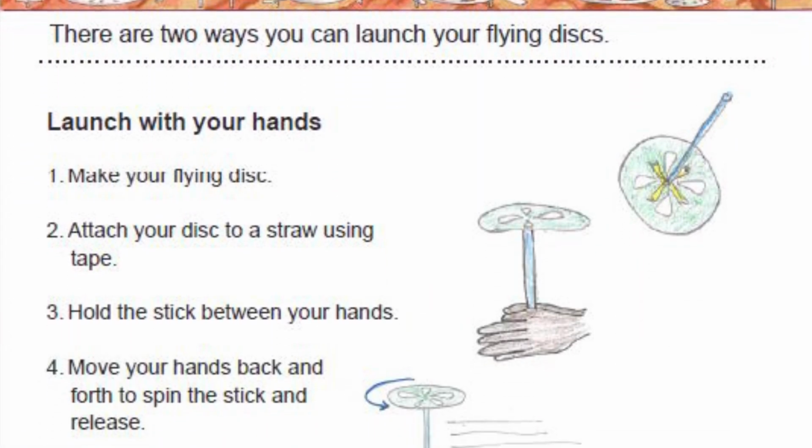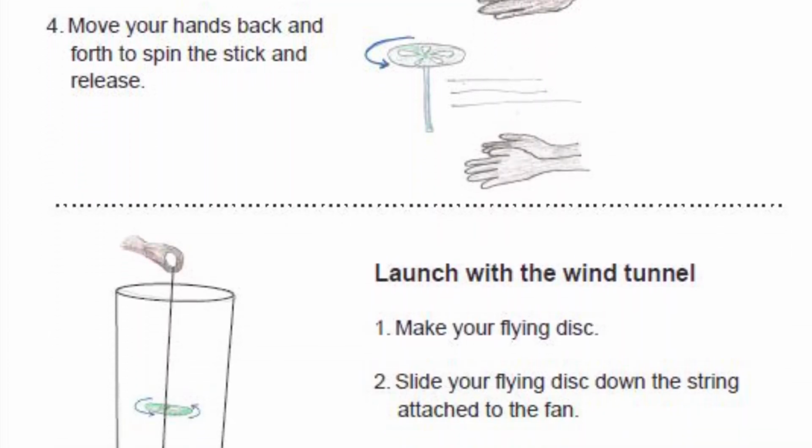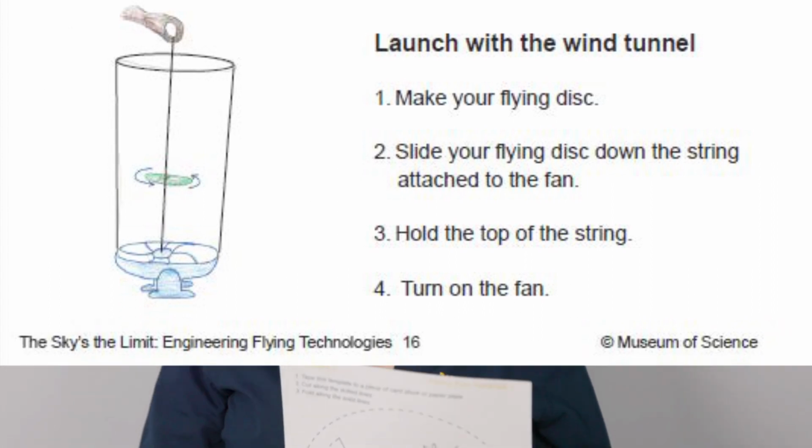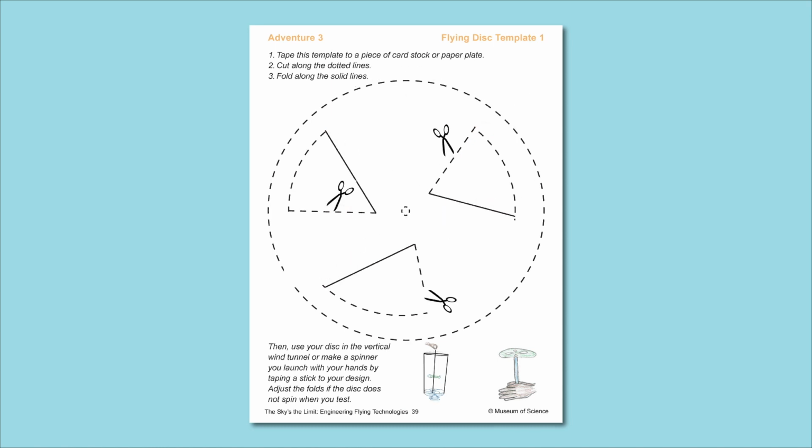Then show them the instructions on page 16 in their journal and tell them to imagine how they want to make their flying disc. We have some templates. There's some templates in your instructor guide that you can show them. They can use those to cut out of cardstock or even regular paper their flying disc.